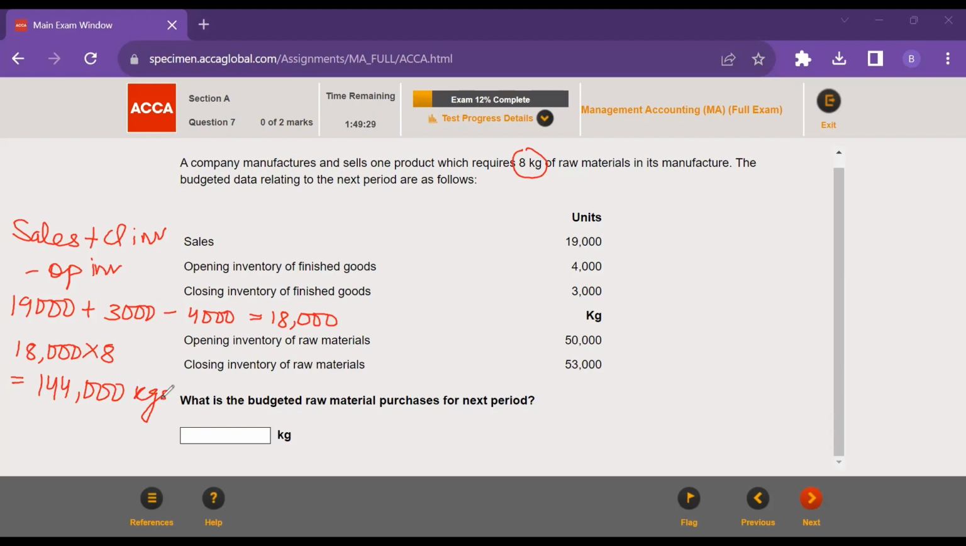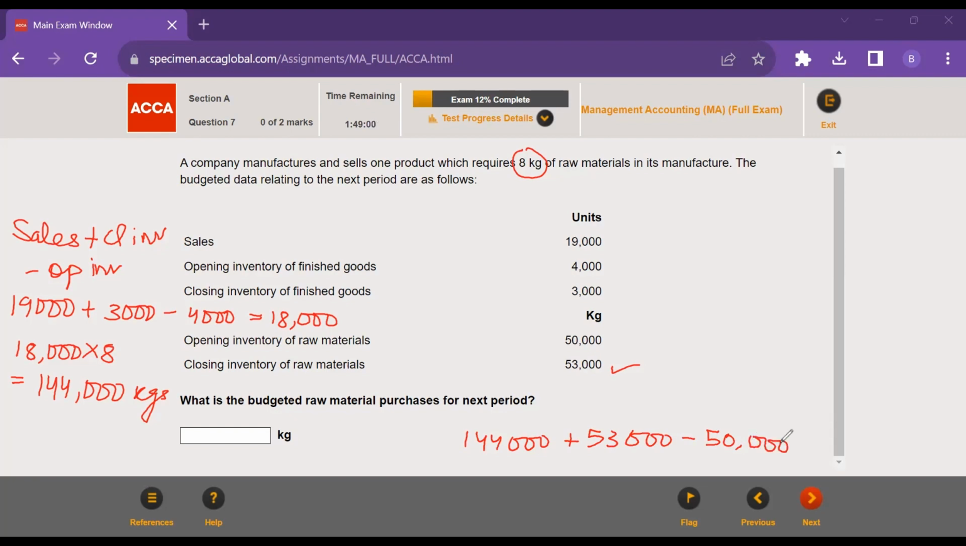First of all, we'll take the usage, which is 144,000. Then we add our closing inventory, because this is something that we need to keep for the next period. And then we also have the opening inventory, which we will not be purchasing this time. So what our final answer will look like is 144,000 plus your closing inventory which you want to keep, and then minus any opening inventory that you already had.